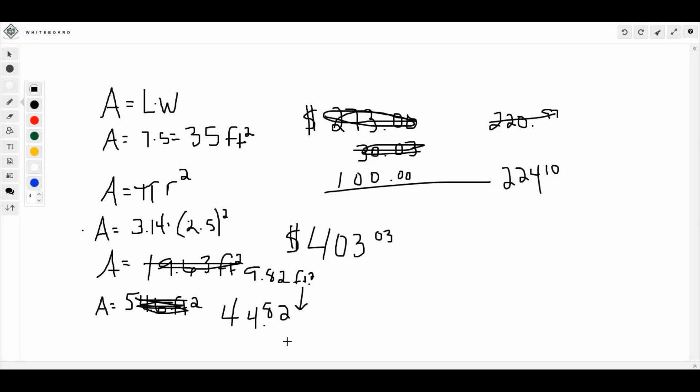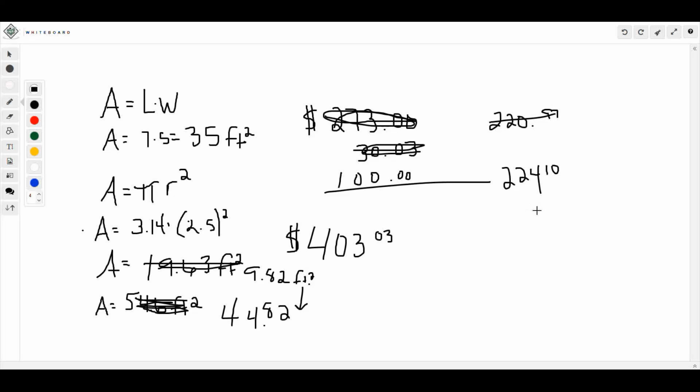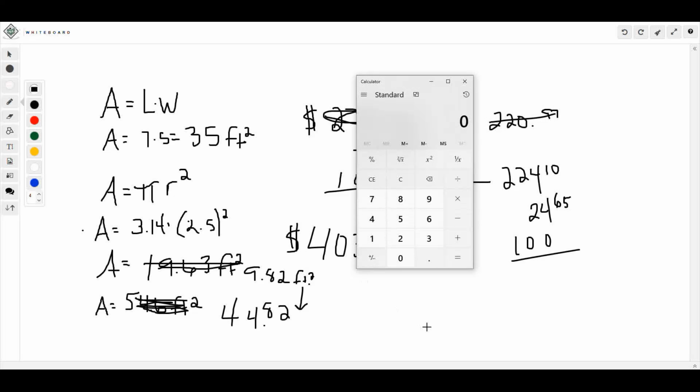224.10. Then you'll do times 0.11. 24.65. Then you would add your 100. Then you would add all that up. And that should be your final answer. Let's make sure it's right. That's right. 348.75. Well, in my book, they got 70 cents.